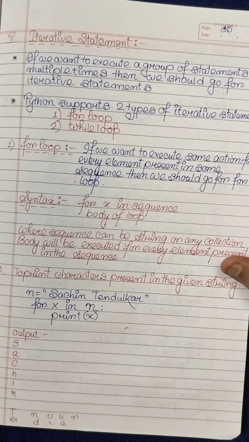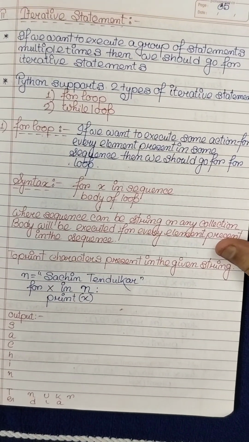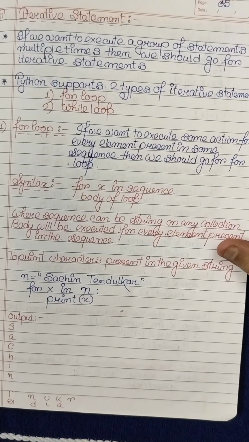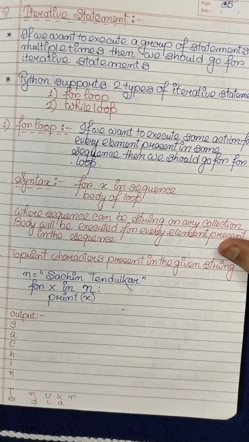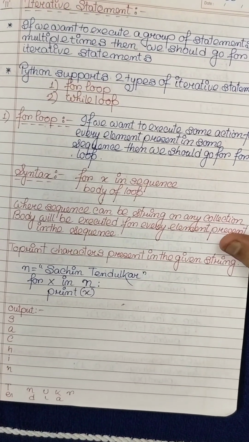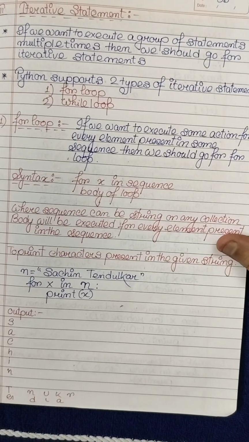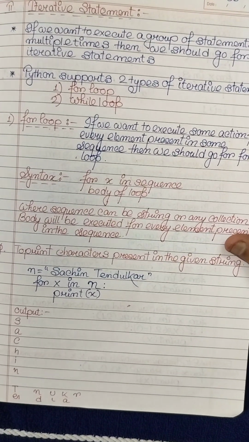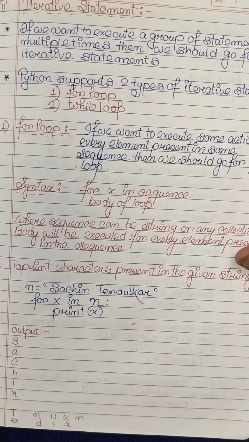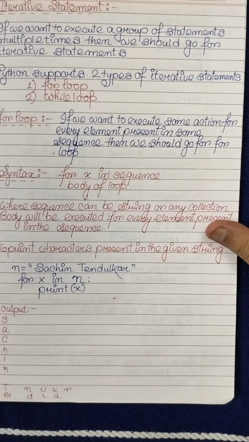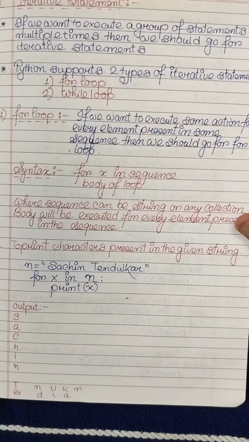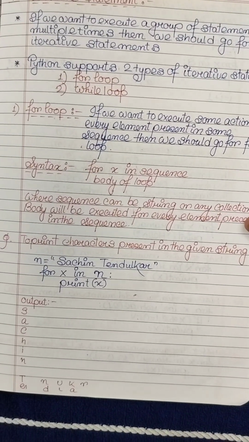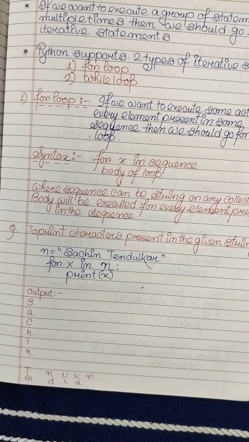If we want to execute a group of statements multiple times, then we should go for the iterative statement. Python supports two types of iterative statements: number one, for loop, and number two, while loop. These are the loops supported by Python.